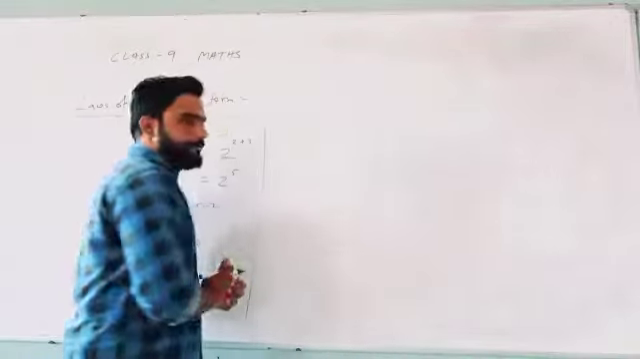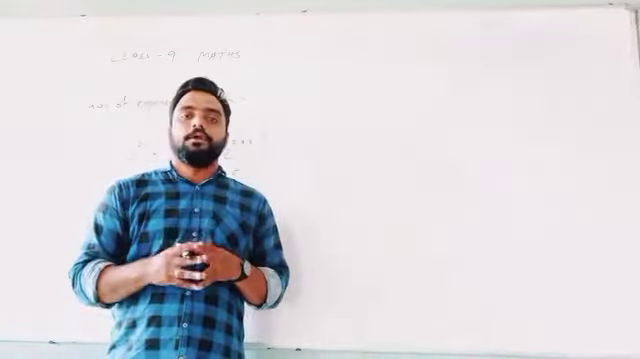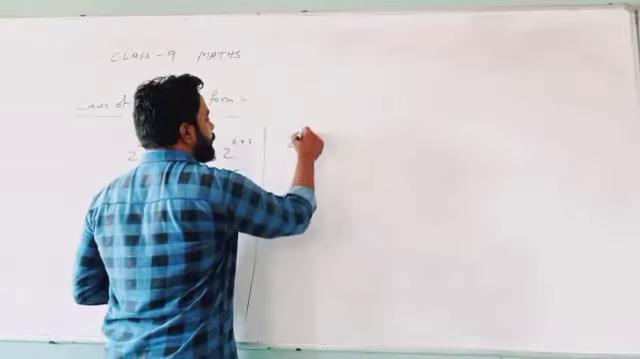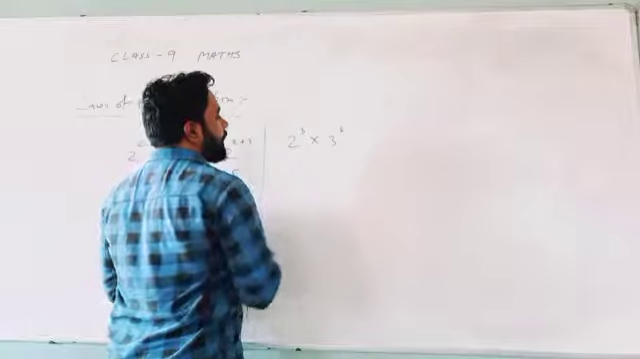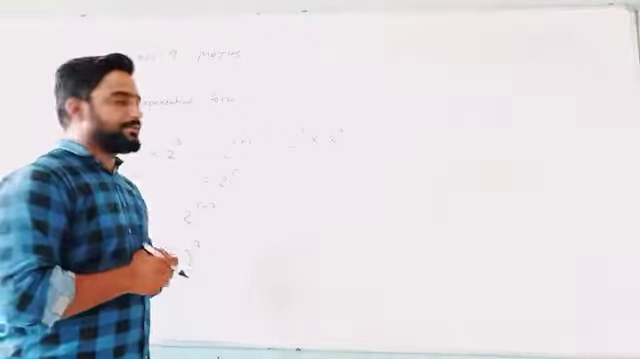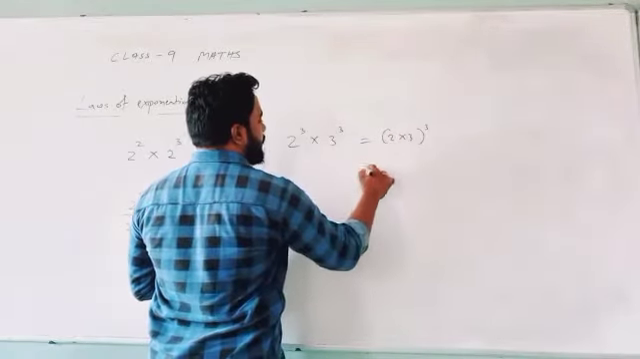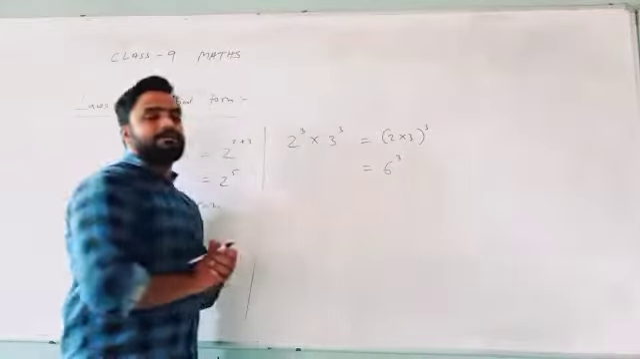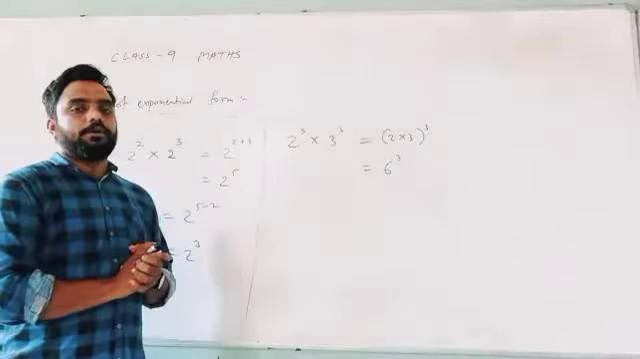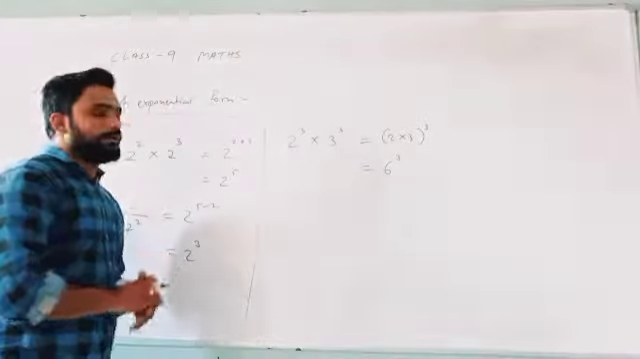Okay, now some other laws are there. Suppose there is multiplication between both of the exponential forms having different bases but the same exponent. Suppose 2 raised to 3 multiplied by 3 raised to 3. When this type of multiplication is there, as the exponents are the same, don't worry about the base. You can write it as 2 multiplied by 3, raised to 3, so that you can write it as 6 raised to 3. Understand or not? So this is one of the exponential laws in order to simplify some of the exponential forms.